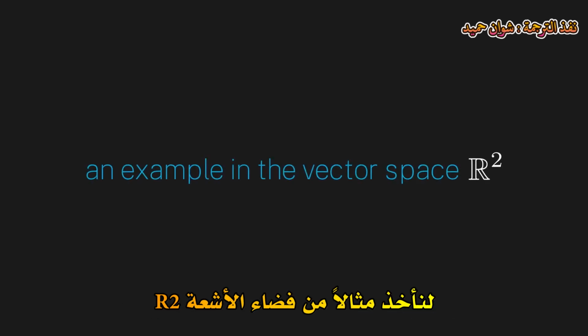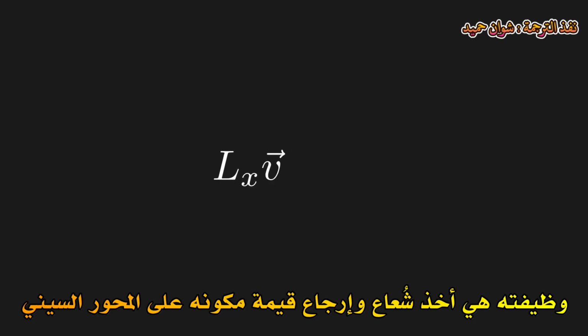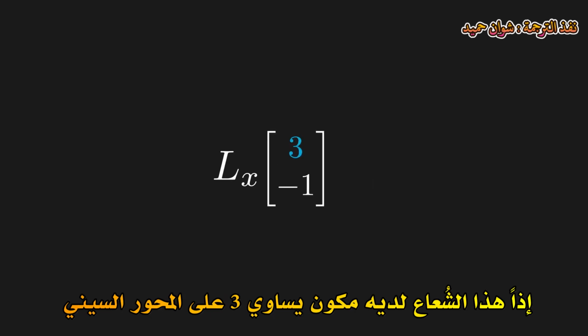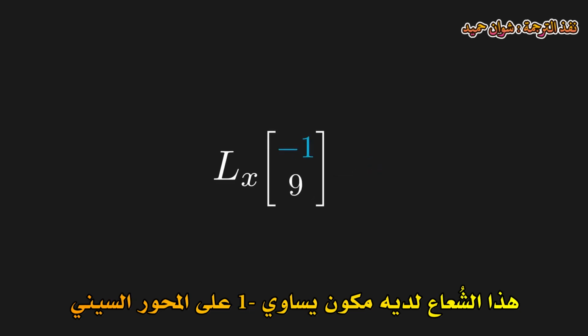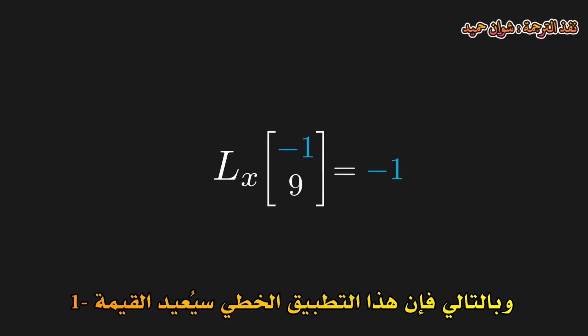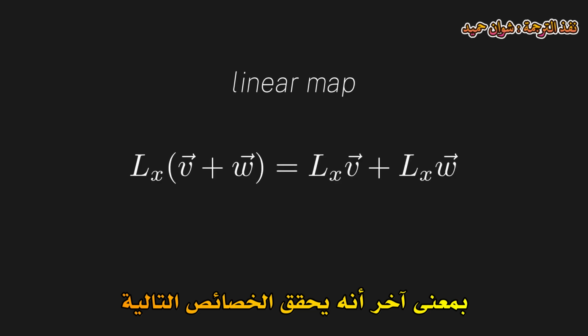So, to begin introducing bras, let's look at an example in the vector space of R2. I'm going to define a very simple linear map called Lx. What it does is it takes in a vector and spits out whatever its x component is. So, this vector has a component of 3 along the x direction, so this map would return 3. This vector has a component of -1 along the x direction, so this map would return -1. You can check that this indeed is a linear map. In other words, it satisfies the following properties.